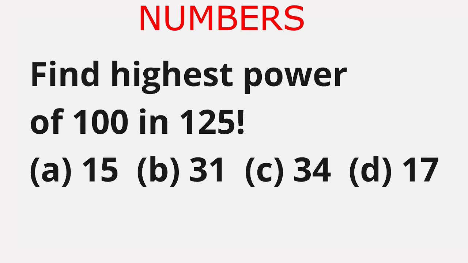In this video, we are solving question on numbers based on factorial. Our question is, find highest power of 100 in 125 factorial. The given options are option A 15, option B 31, option C 34, option D 17.